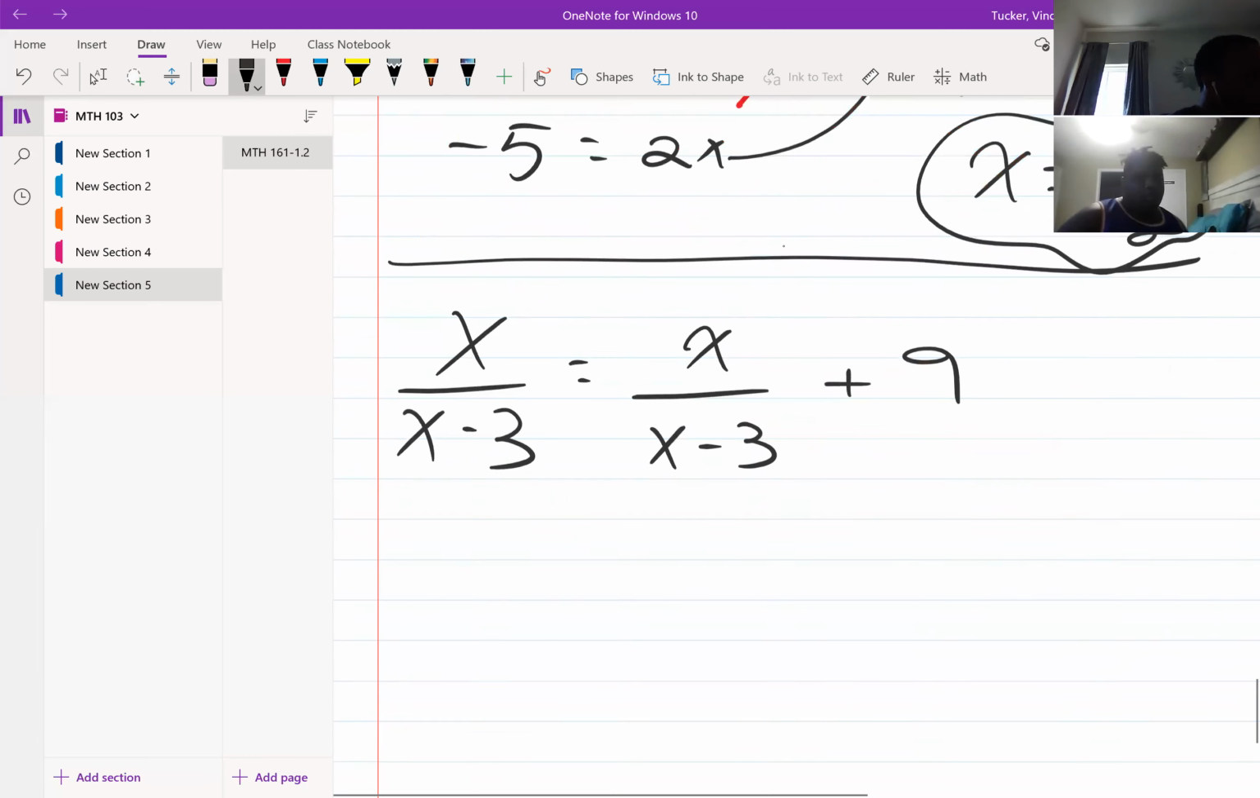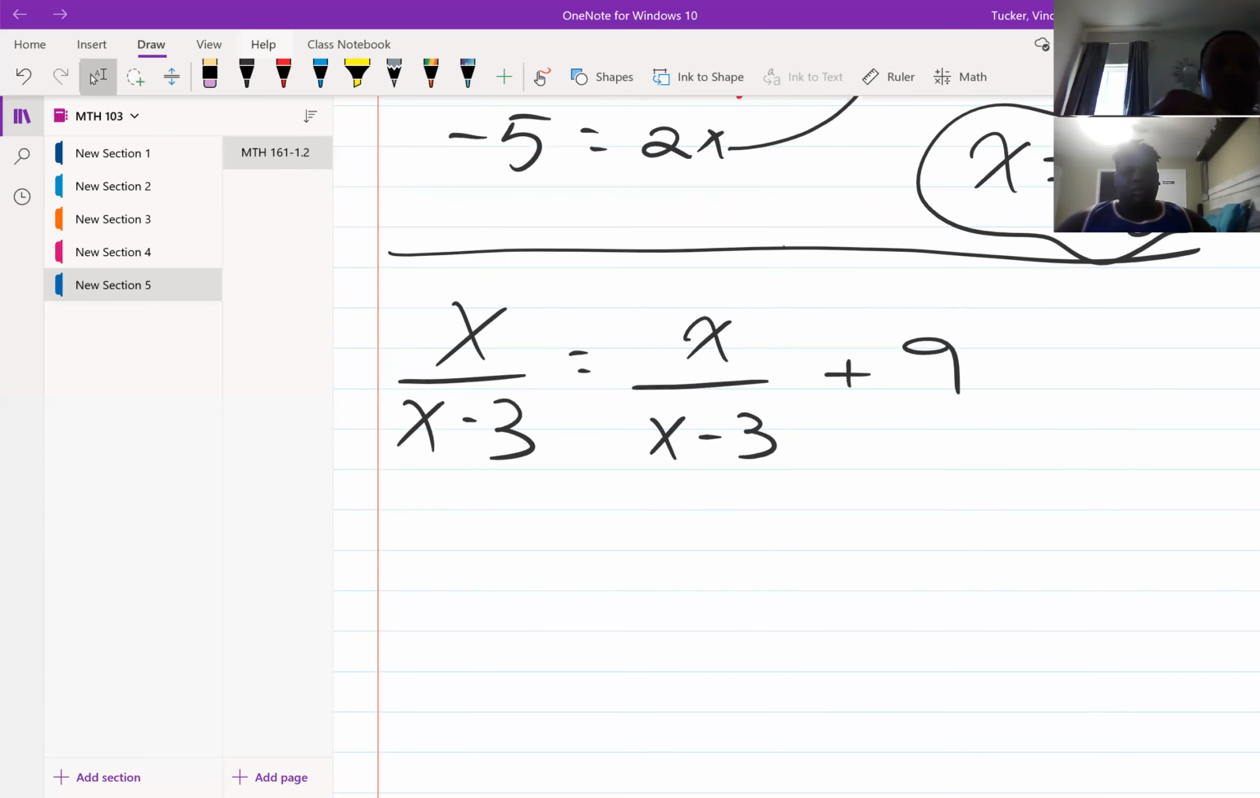x over x minus 3. Oh, that's not an x in the second one, though. That's a 3. Sorry about that. x over x minus 3 equals 3 over x minus 3 plus 9.